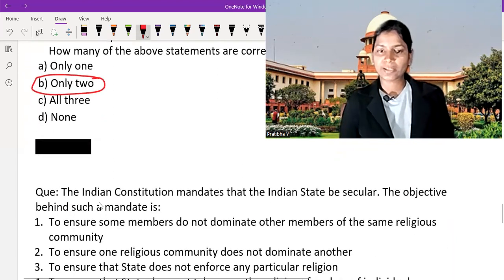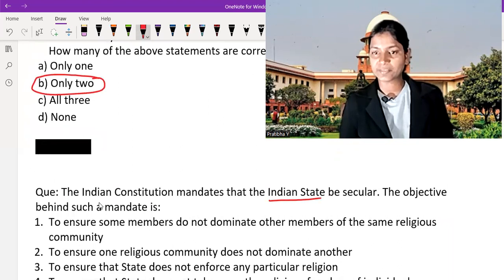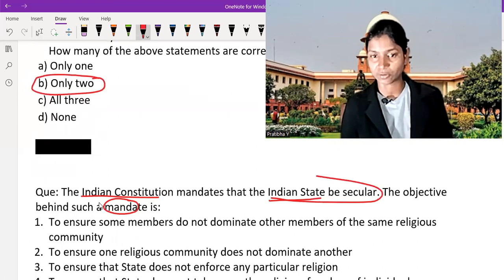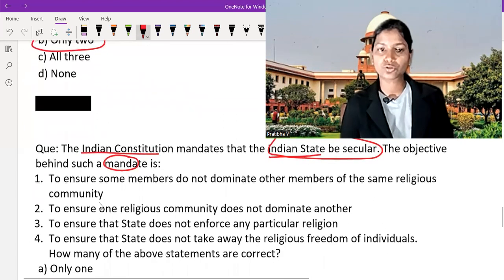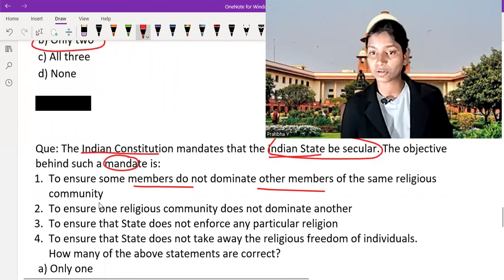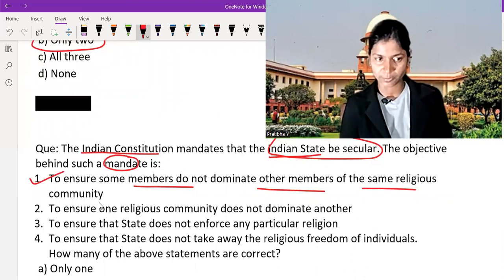The Indian Constitution mandates that the Indian state be secular. The objective behind the mandate is, okay. So the Indian Constitution mandates that the Indian state be secular. So the objective behind it is to ensure some members do not dominate other members of the same religious community. Yes, this is the purpose. This is the objective. To ensure one religious community does not dominate another. Yes, this one is also the objective. To ensure the state does not enforce any particular religion.